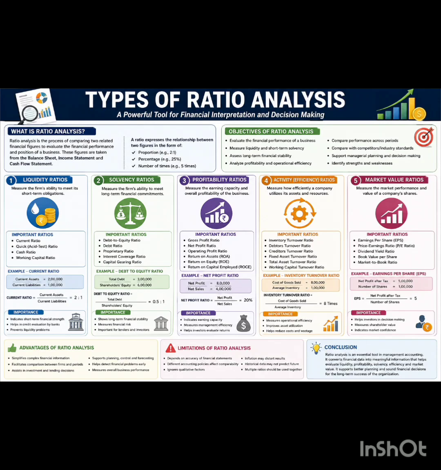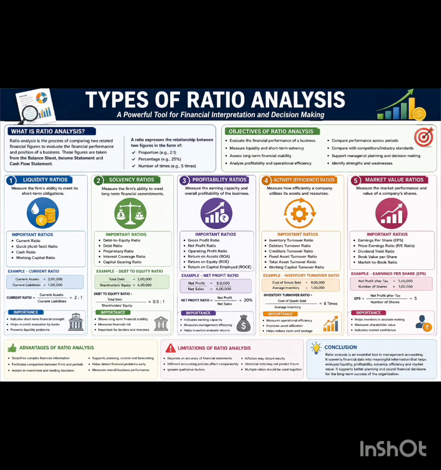And the next ratio is profitability ratio. It evaluates the company's earning capacity and overall financial performance. Every business aims to maximize the profit while utilizing the resources efficiently. The major profitability ratios are gross profit ratio, net profit ratio, operating ratio, operating profit ratio, return on asset ratio, return on equity and return on capital employed.